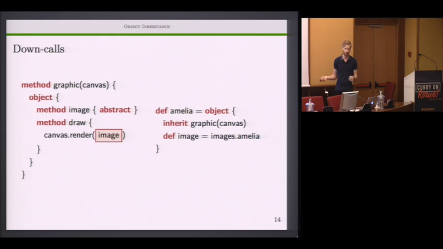We can see that in the example we saw before in a bit more detail. Here Amelia is still inheriting from Graphic, but now Graphic has a draw method and an abstract image method. The idea is pretty clearly that the inheriting object should provide an implementation of that image method. And so Amelia does that, but under forwarding, unfortunately, draw still doesn't work, because this call to image ends up going back to Graphic again. So we still hit the abstract method and get some sort of error, depending on whatever our dynamic semantics for abstract methods are.